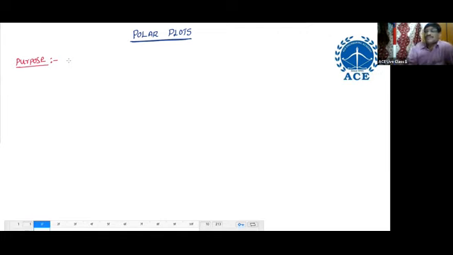But question-wise, most of the questions are asked on Nyquist plots. In rare cases they ask questions on polar plots. Okay. So right.